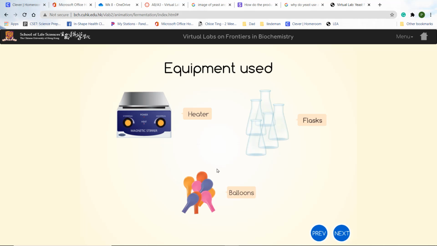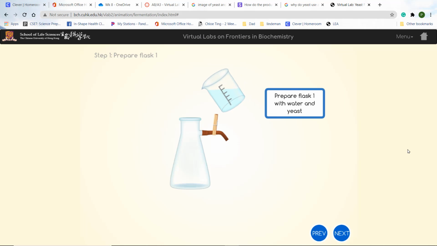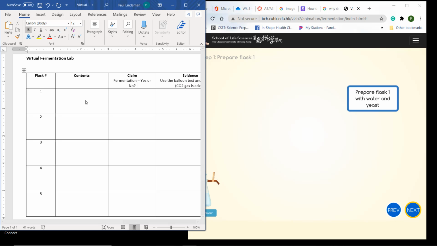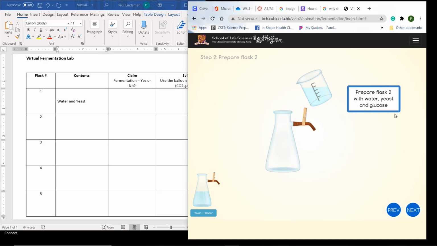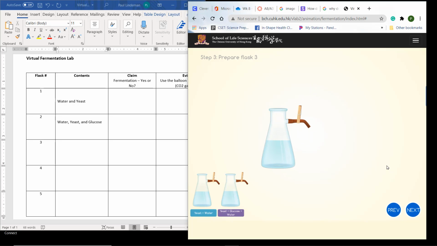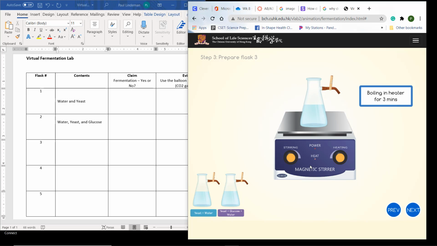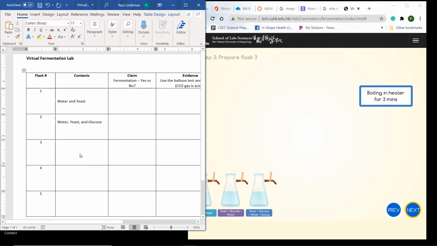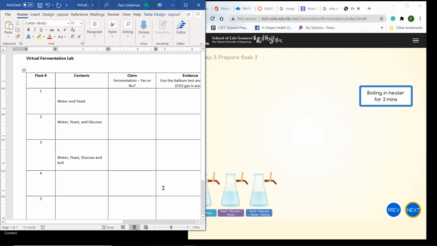In addition, the equipment we're going to use is a heater, 5 flasks, and a bunch of balloons, 5 to be exact. So now we need to start recording some information. In flask 1, we have water and yeast. So over here, you would go ahead and type in water and yeast. Next, in flask 2, we have water, yeast, and glucose. In flask 3, we have water, yeast, and glucose, but then we put it on a heater and we heat it for 3 minutes, which basically brings it to a boil. So we boil it.